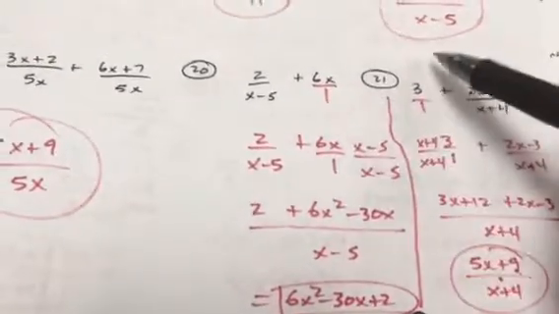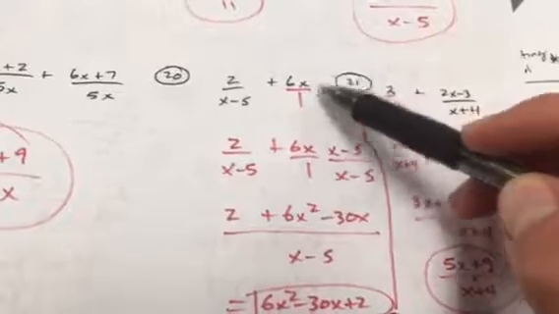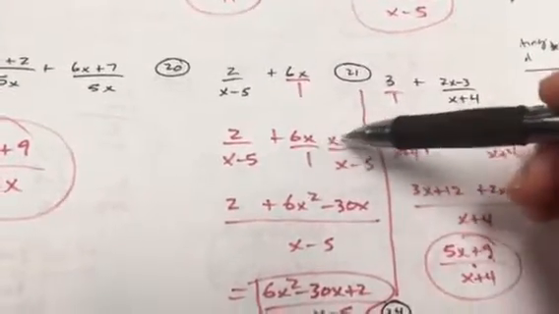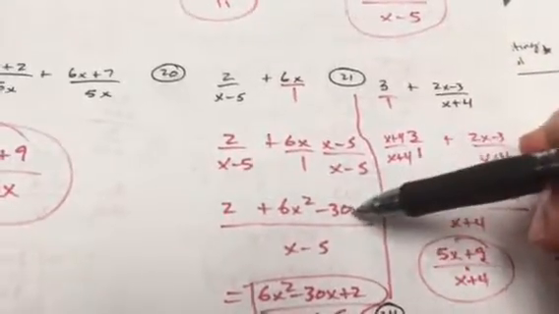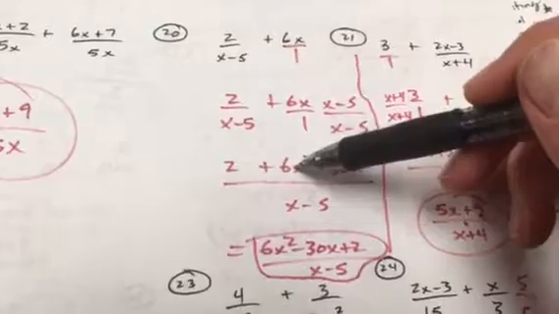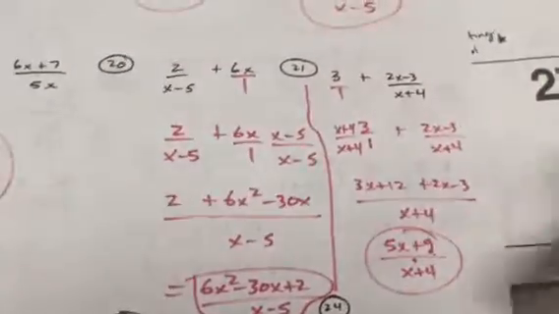6x over 1, you got to have the same denominator. So if that has an x minus 5, you got to give this guy an x minus 5. Use distribution, 6x squared minus 30x. Notice how this really isn't in order, so put the 6x squared first, minus 30x second, plus 2 next.